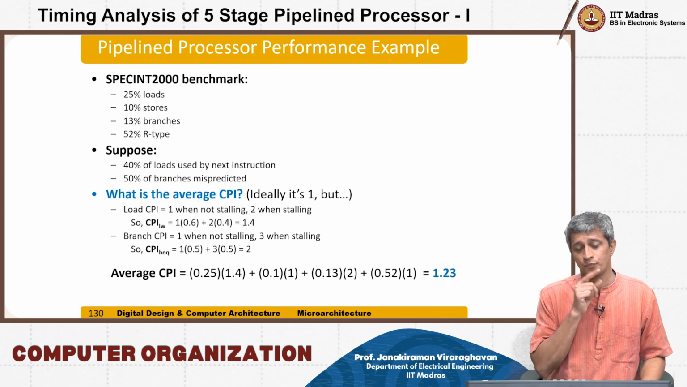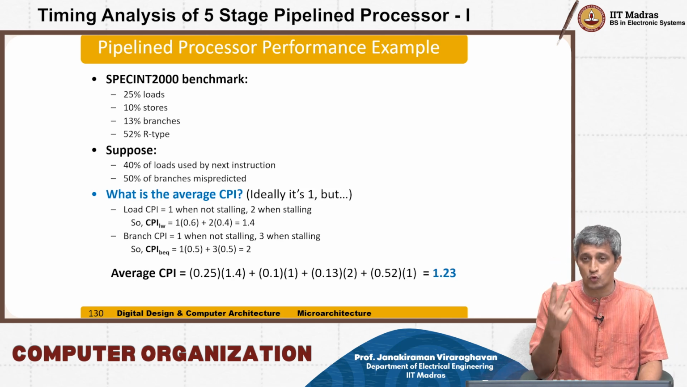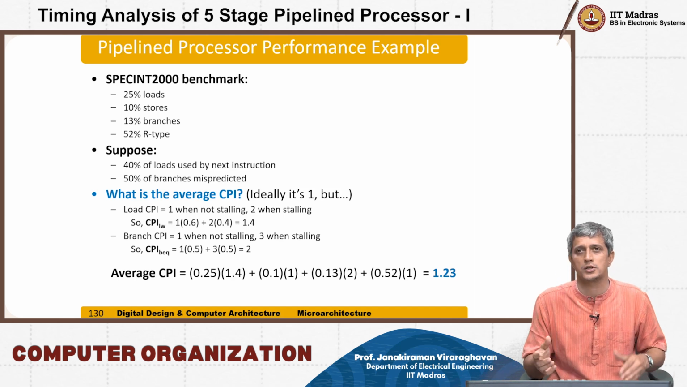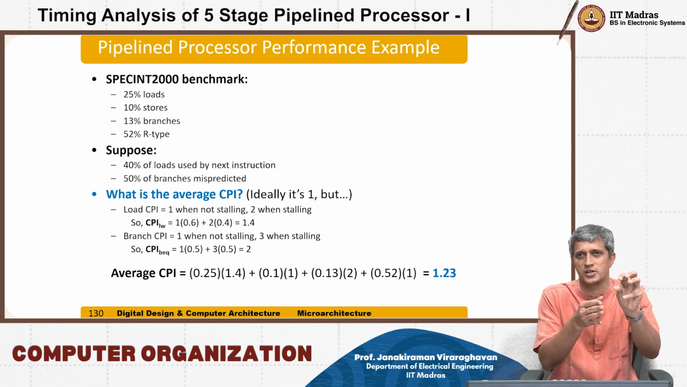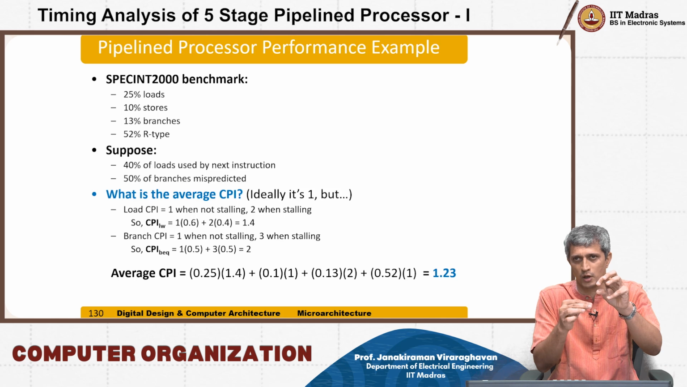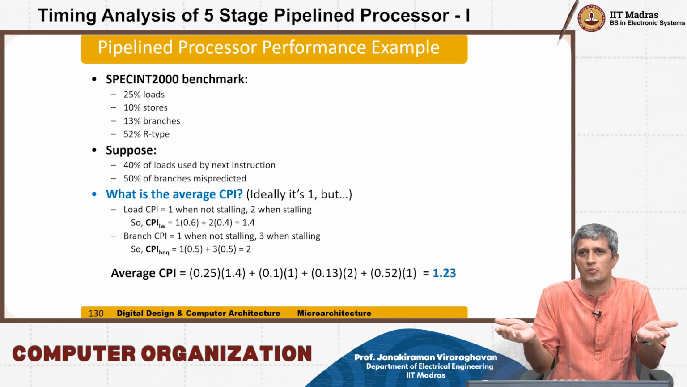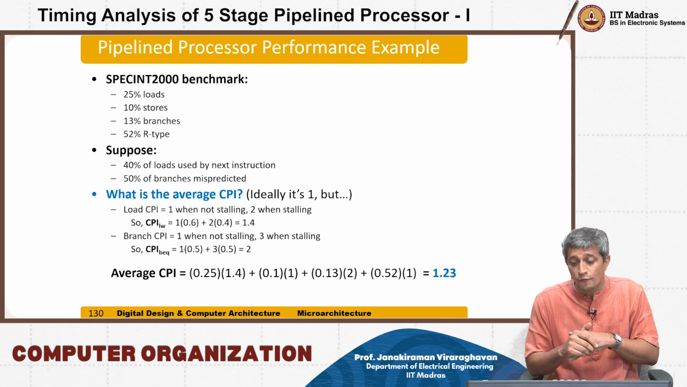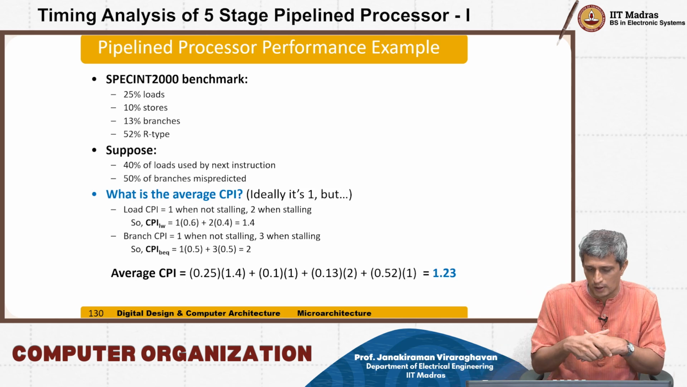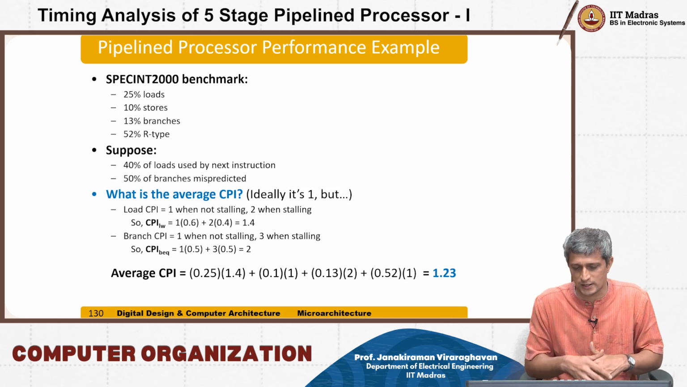So the point is that for load, the cycles per instruction is 1 when it is not stalling, but it is 2 when you are stalling, correct? Because ideally, if the load destination register is not being consumed by the very next instruction for a register read, then things can go on normally. There is an extra cycle available before that result is consumed. However, if it is indeed consumed, then you need 2 cycles to complete that load. You have to stall 1 extra cycle.